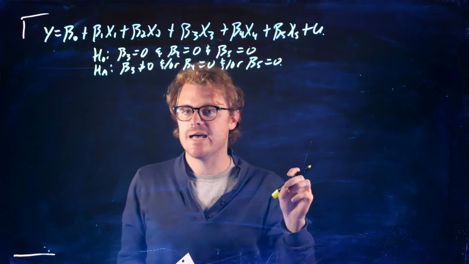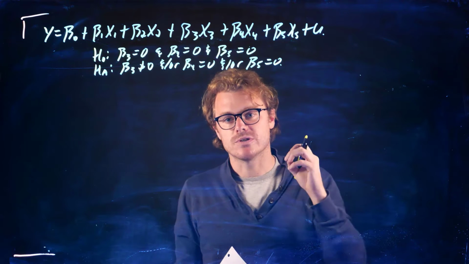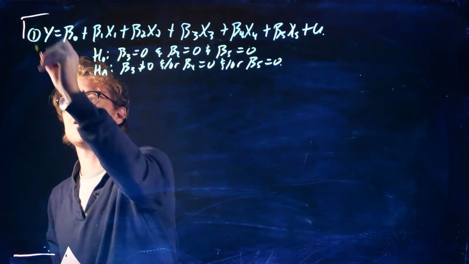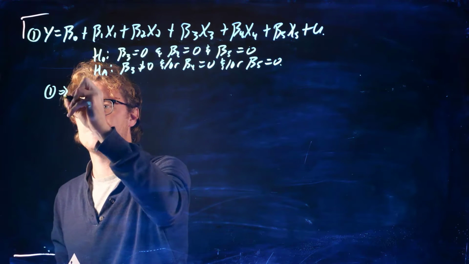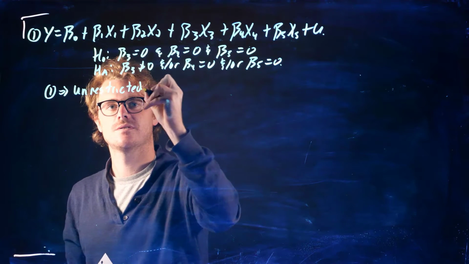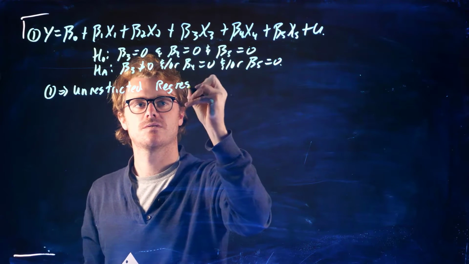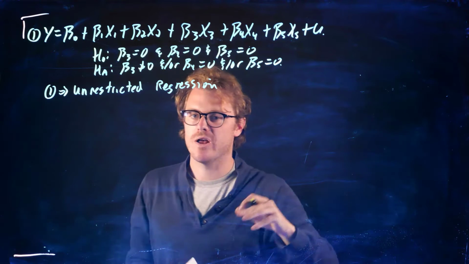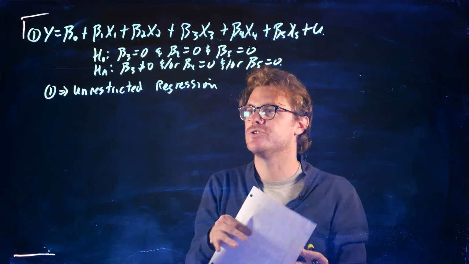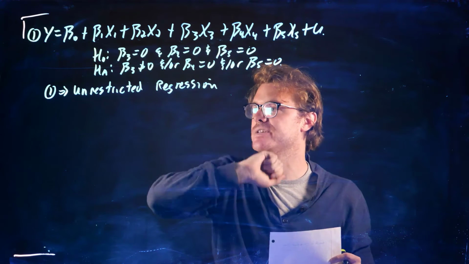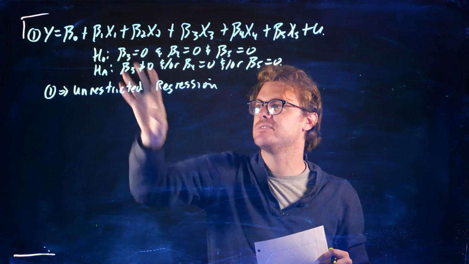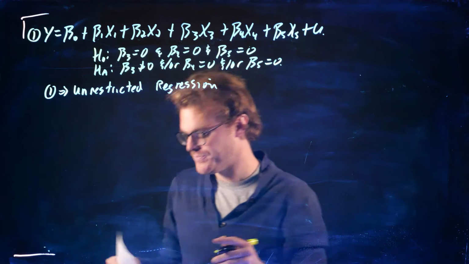Now in terms of the steps, we're going to come up with a restricted and an unrestricted regression. So here's our original model. We're going to think of this as being our unrestricted regression. It's our regression model before placing any restrictions on it, any of these exclusion restrictions. We're not putting any of these restrictions. So this original model up here is going to be your unrestricted regression.